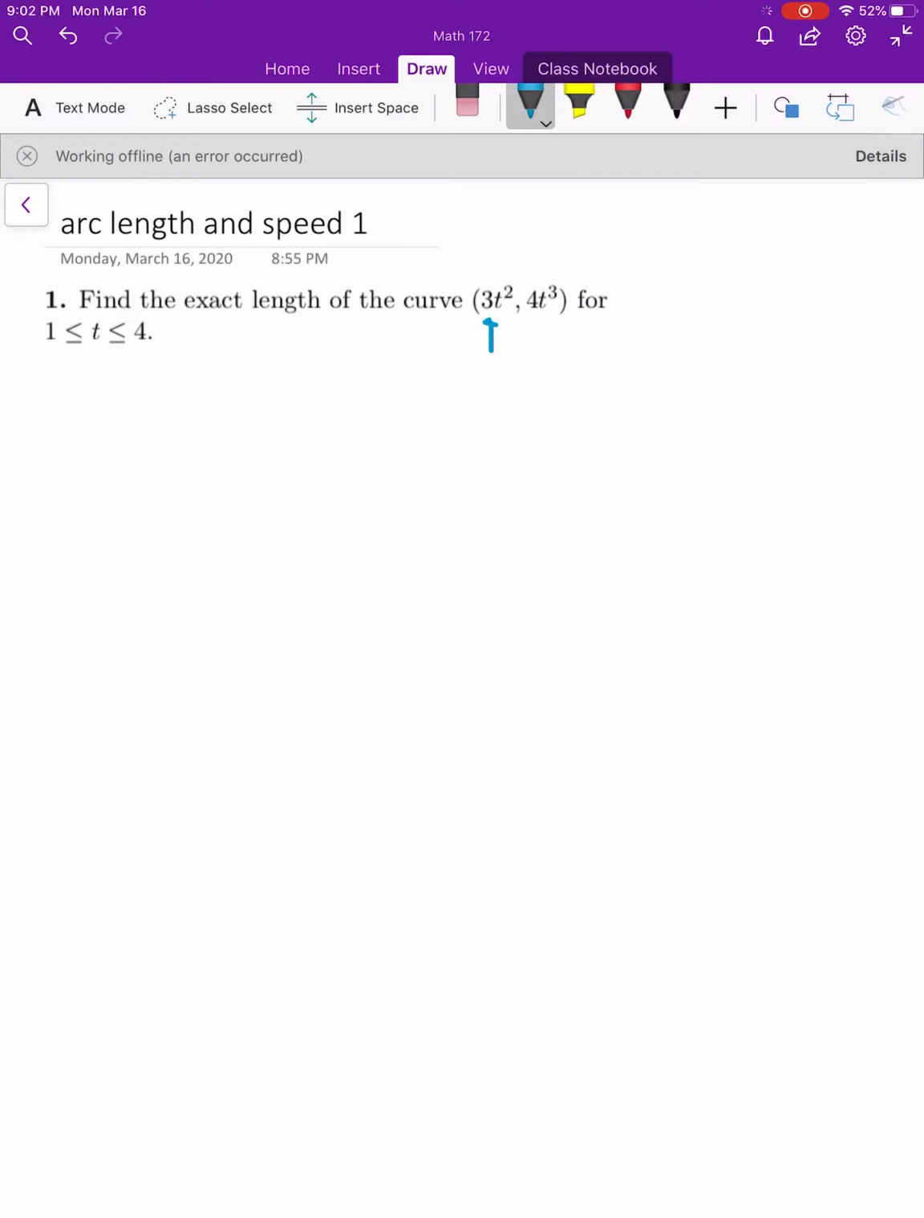Of course, here's x of t, here's y of t. And even without sketching the curve, we can go ahead and write an integral for the length. Parameter interval is from 1 to 4, and we integrate the speed. That's square root of x prime of t squared plus y prime of t squared dt.